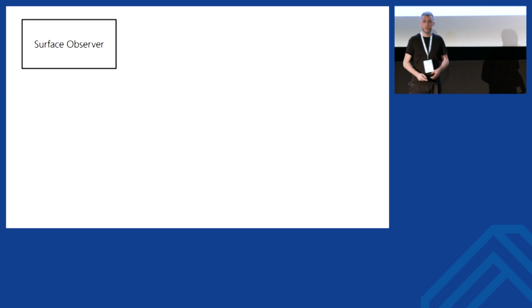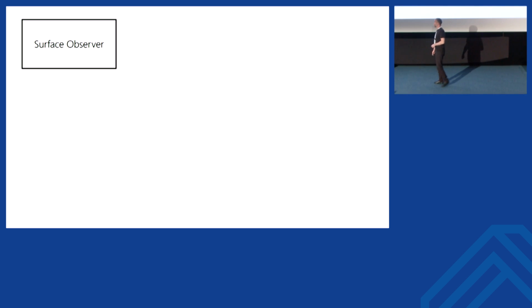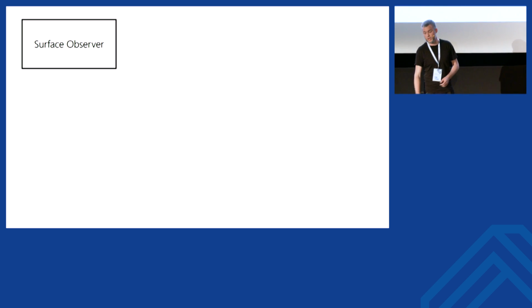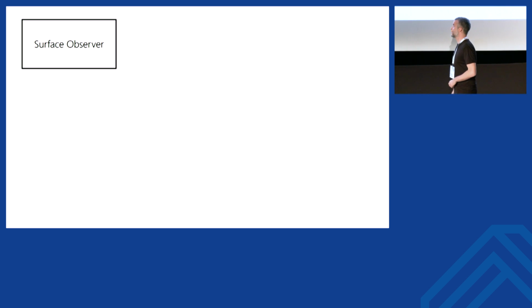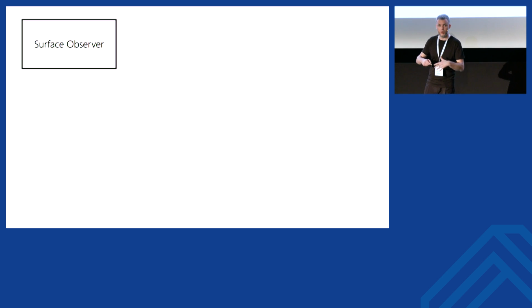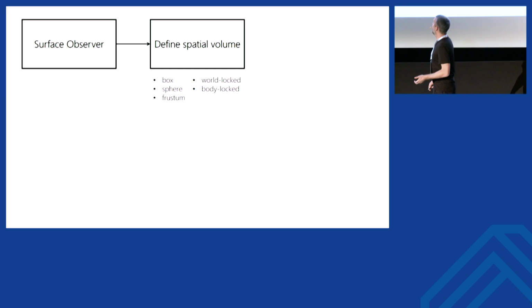And the Unity scripting API delivers several classes that can help us out. One of them, and the most important one, is Surface Observer. That's the thing we create, at least one, for our application if we want to use the spatial mapping capability. And we need to configure how to react to all the spatial data that is being gathered.